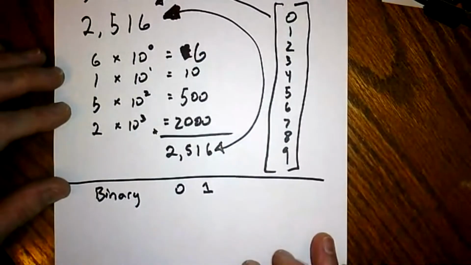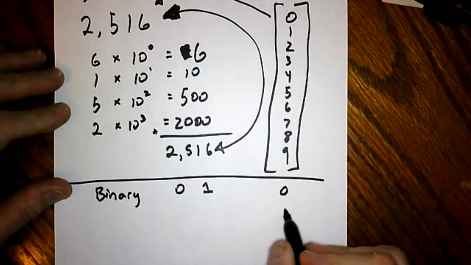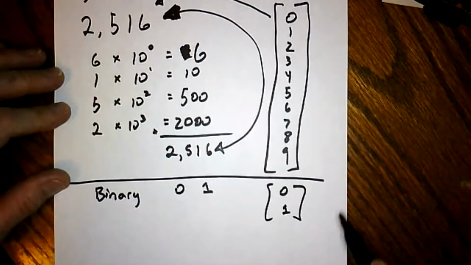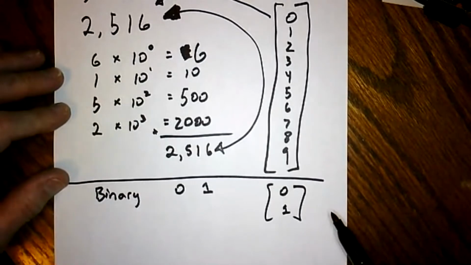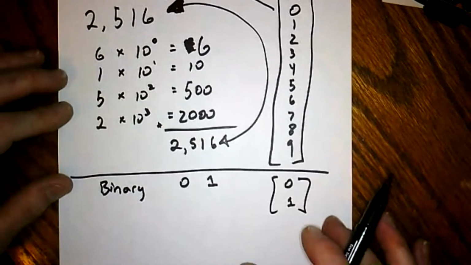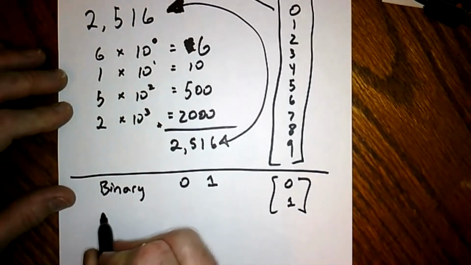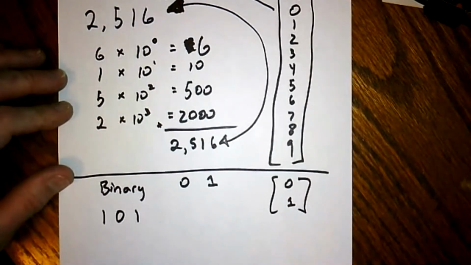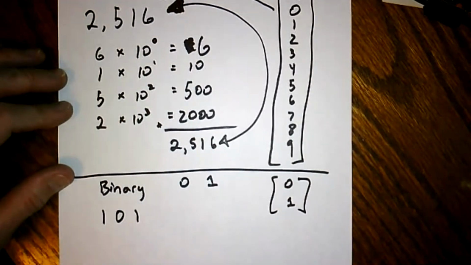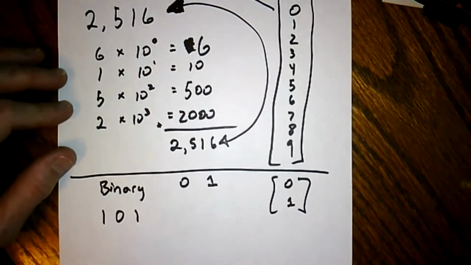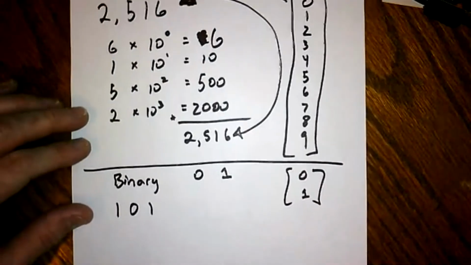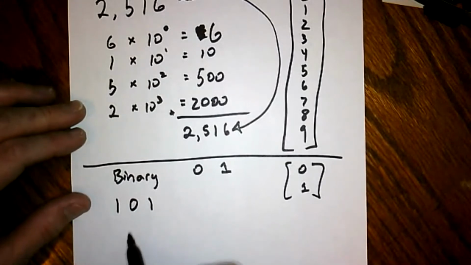Now, in base 2, we have only 0 or 1 to use in our number system. We can't use 2, can't use 3, can't use 4, can't use any of them. You can only use 0 or 1. So now we need to look at our binary number system, 1, 0. Let's use 3 positions. 101. Now that's not 101. We would not say that. We would say 101 in binary. 101 in a decimal system is a different numbering system.